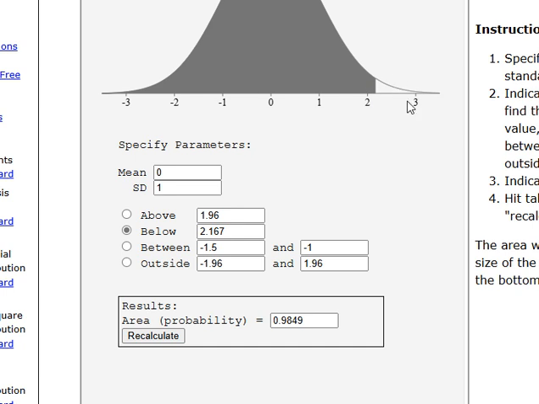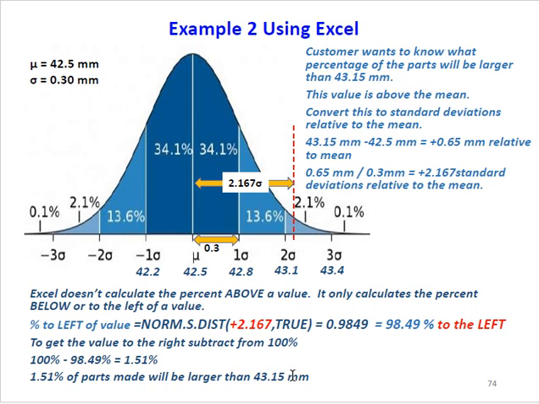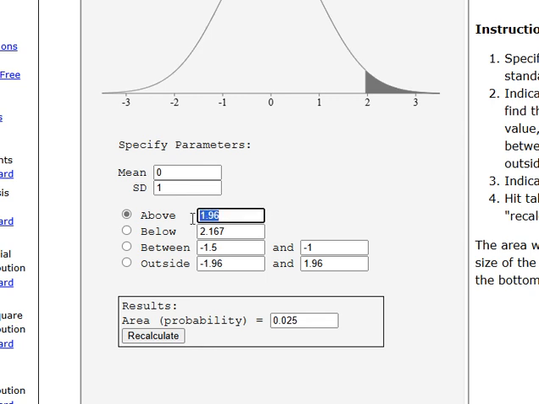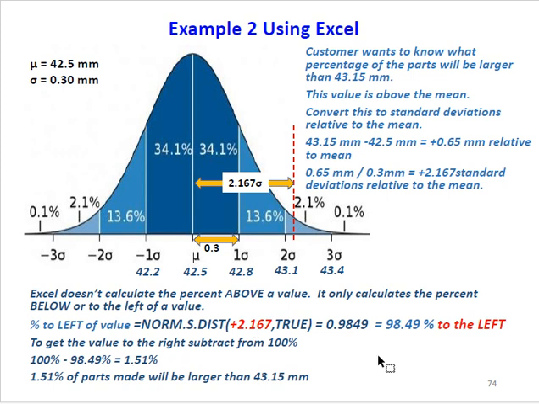Now the question asks you above that, so we need this area. 100 minus that area, which is 98.49, is going to give you 1.51%. So when you go back here, you can check it. If you want to get the area above 2.167, you're going to get that. The area above is 0.0151, which is the same. So 1.51%.